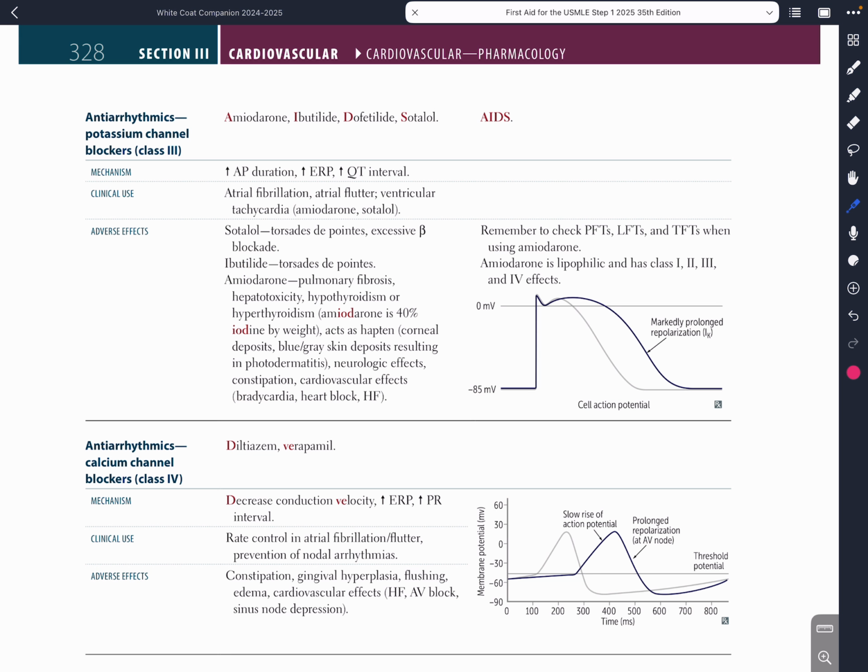It can also cause neurologic effects. Amiodarone can cause constipation. Remember hypothyroidism? One of the findings is constipation. And then amiodarone can also cause cardiovascular effects like bradycardia, heart block, and heart failure. Again, guys, amiodarone is a very important drug. Make sure amiodarone is down cold before going into the exam.